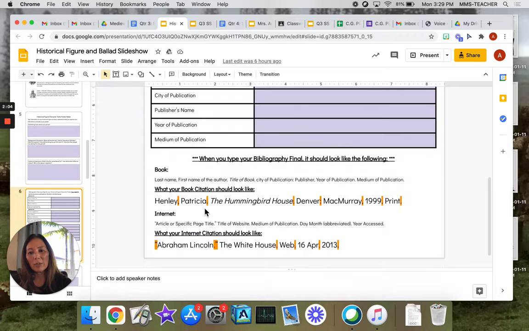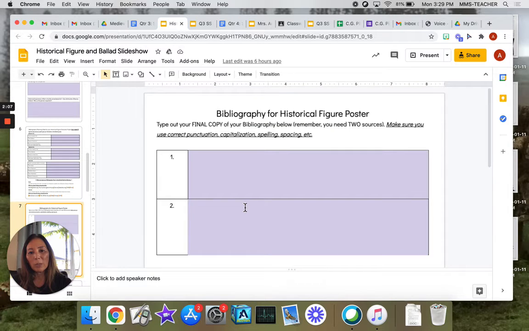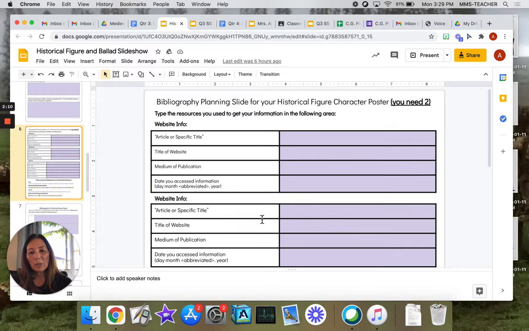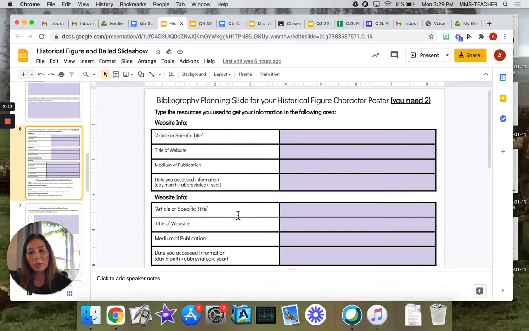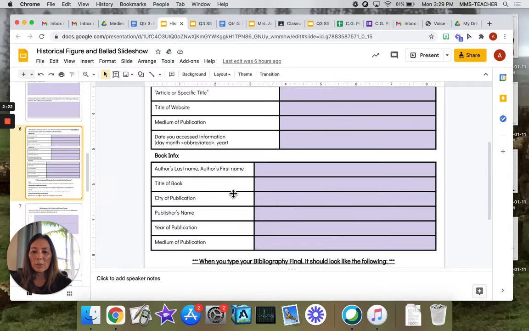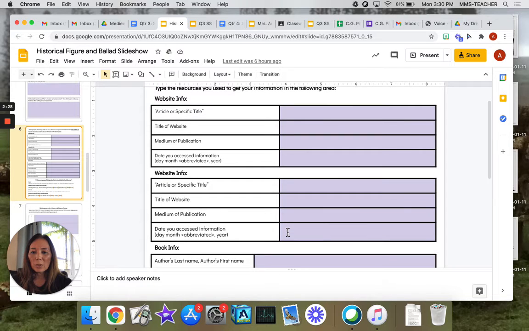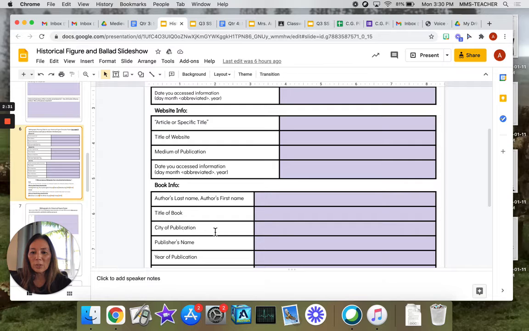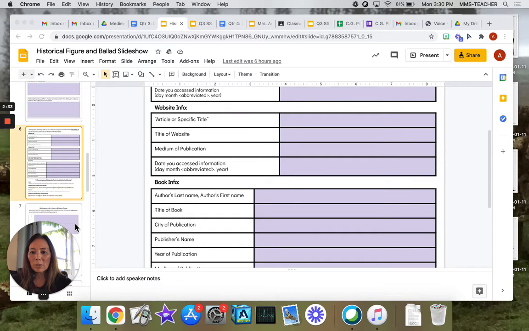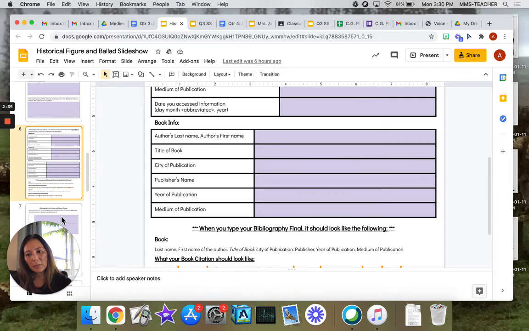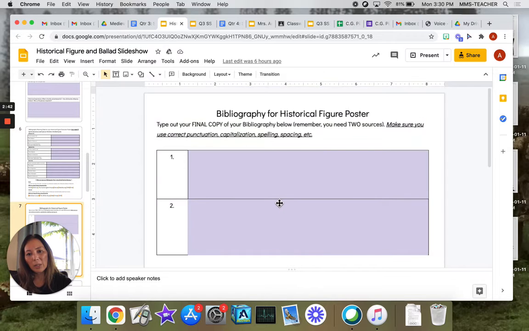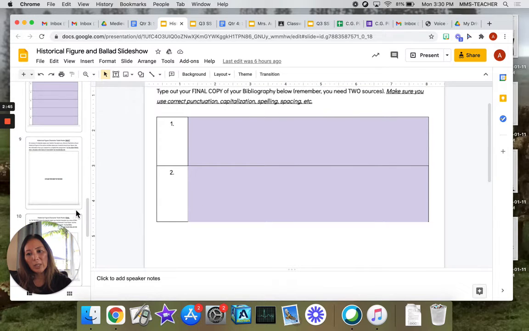Slide 6 and slide 7 is all about giving credit where credit is due. The information that you get for your historical figure did not come from yourself. It came from a source, whether it's a website or a book. So we need to complete a bibliography for each of the sources that you found your information from. And slide 7 is where you're going to write your actual bibliography. And here it is.